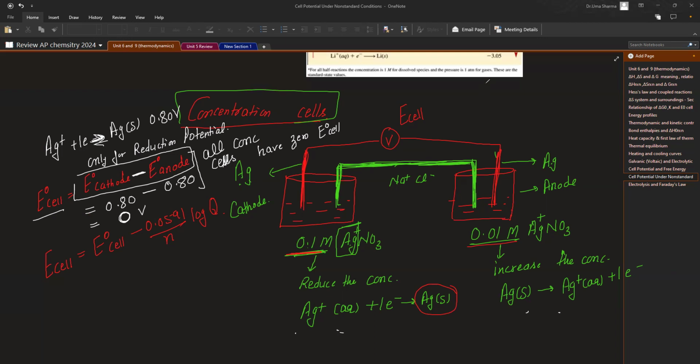Okay, if you want to flip the sign, then the equation is different. Some teachers use it. E cell is E naught cathode, take the reduction potential, plus E naught anode. If you are using this equation, children, then you have to flip the sign of anode. But we are not using this. What we are using? This one. So why have I introduced this minus here? Because anode is the reverse reaction, right?